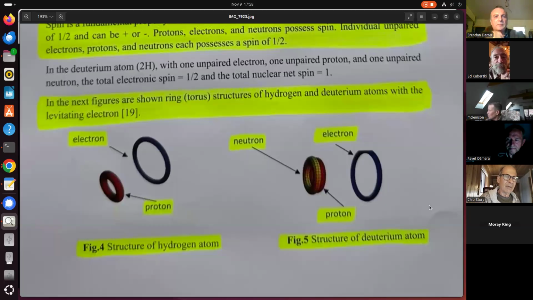Or will it be more apparent once we go to the next page? Well, let me add an addendum to Moray's question. I suspect the levitating electron is a stability point. And if it is not levitating, it has potentiated the vacuum.